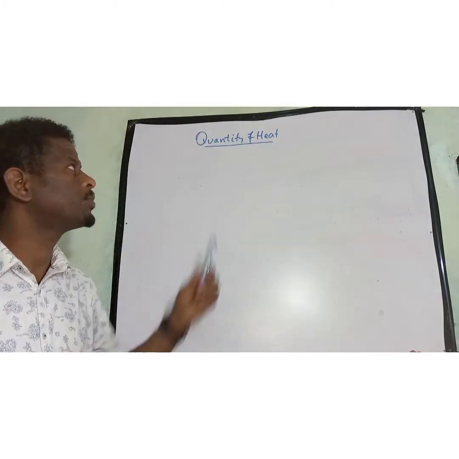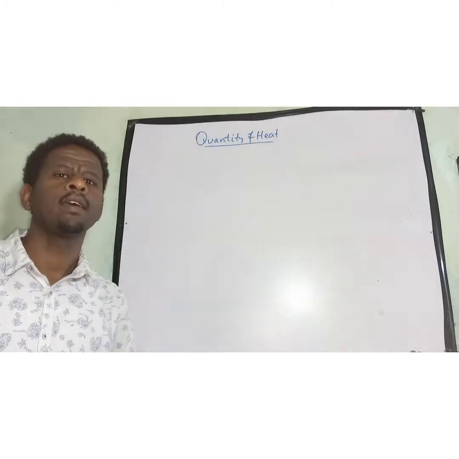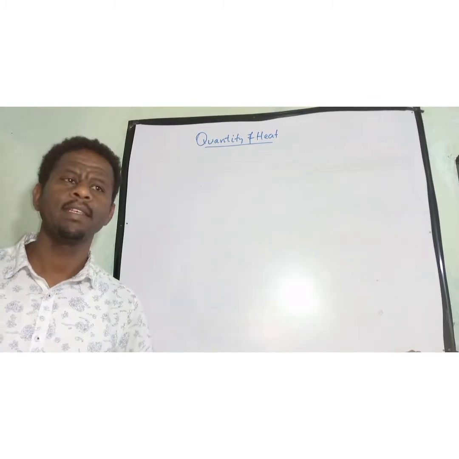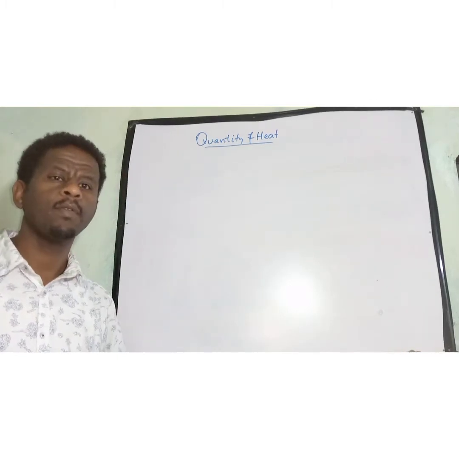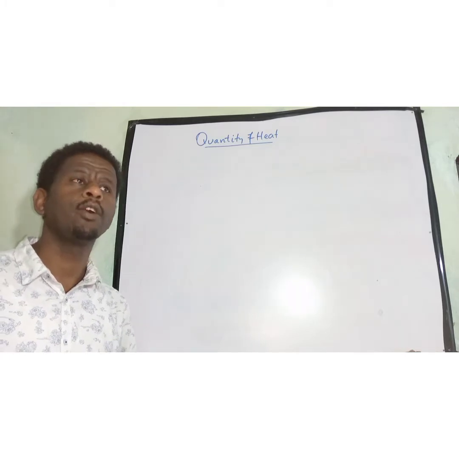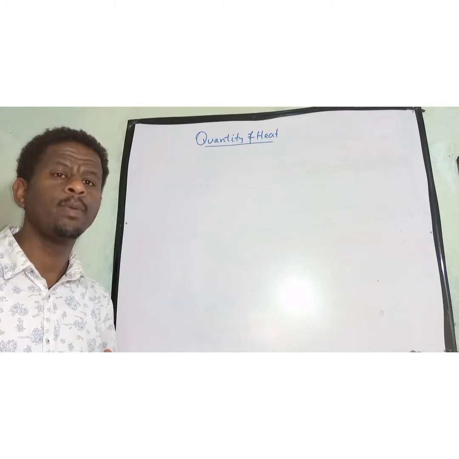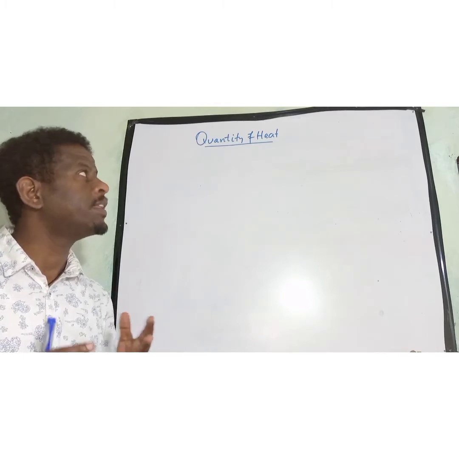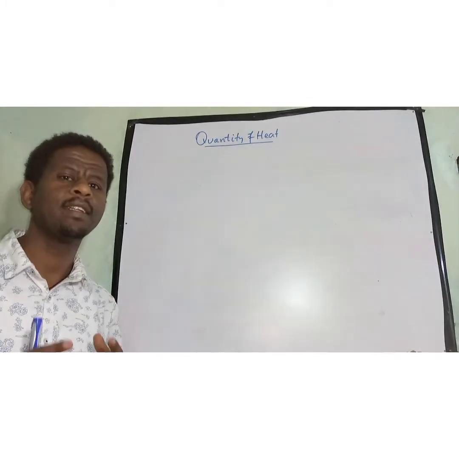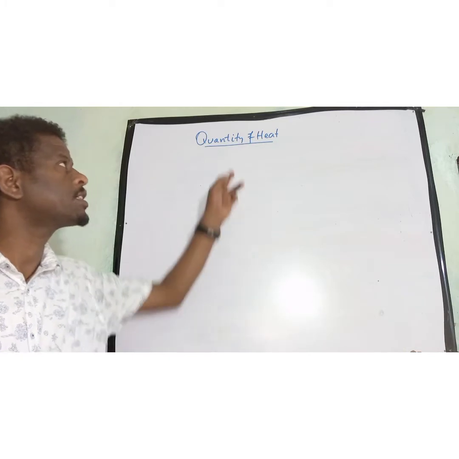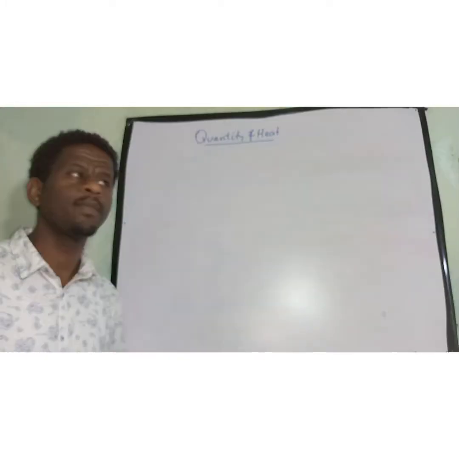Now let's continue our topic. In our previous lesson, we were discussing heat. It is a form of energy that flows from higher temperature to lower temperature when two bodies are in thermal contact with each other. The amount of heat that flows from one body to another is called the quantity of heat.